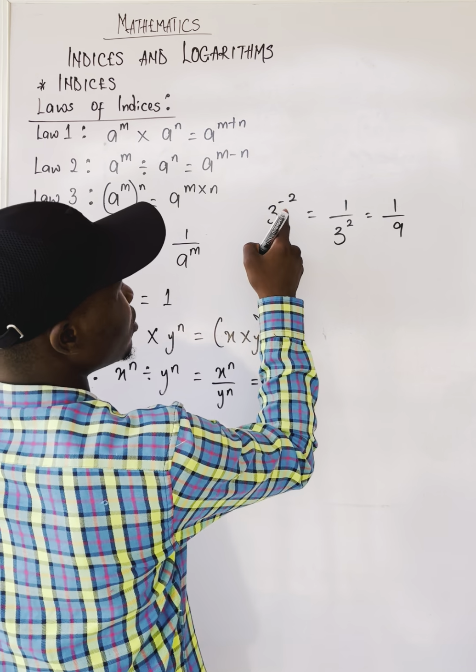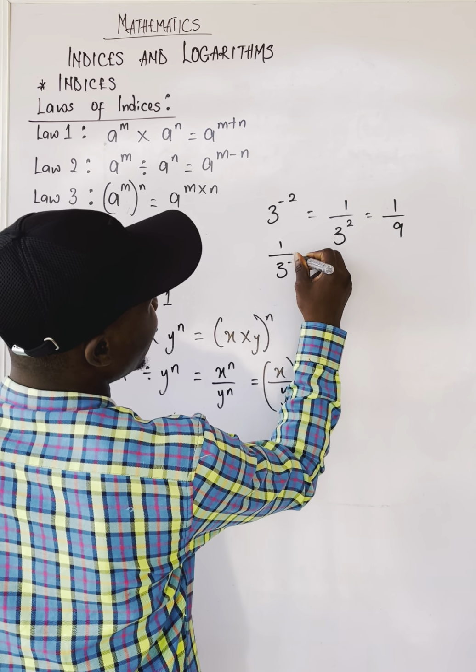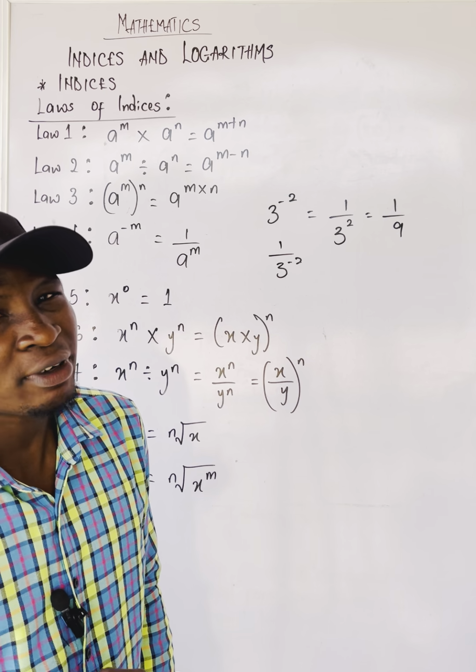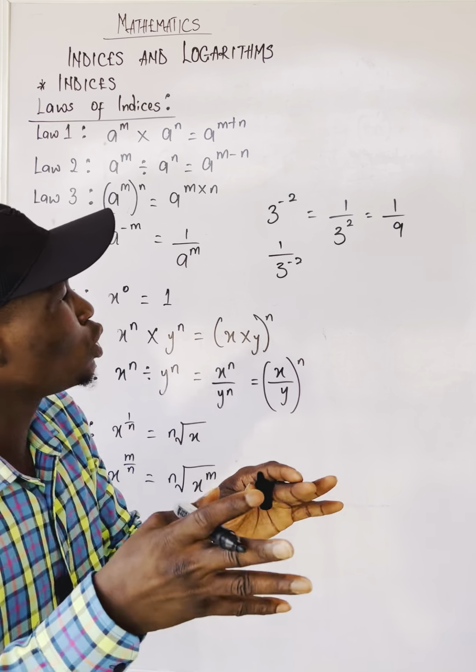So if I write 3 to the power of minus 2 and then keep the minus in the 1 over form, that is wrong. It is very, very wrong. Now let me use this opportunity to explain.